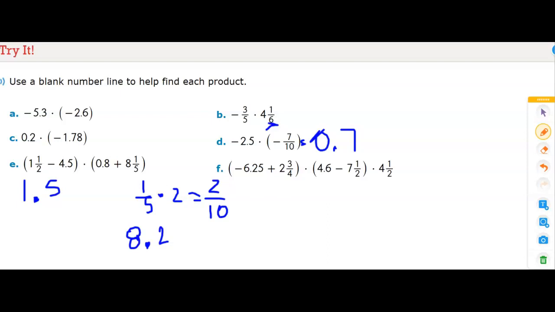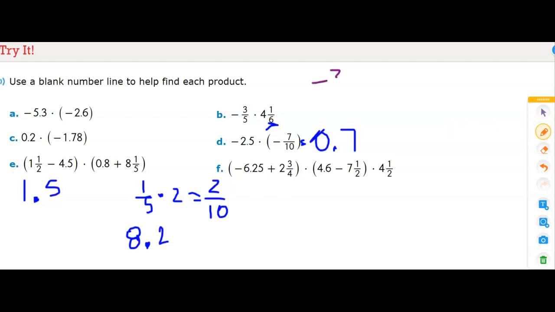So in this case for B, because they're both fractions, I would just keep them both as fractions when I multiply. And then I would just make this mixed number into an improper fraction and then multiply. So this one you would not be able to do in a calculator. So let me show this one real quick.